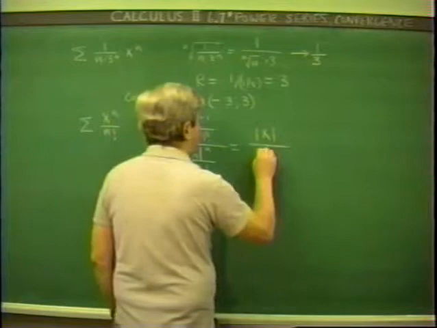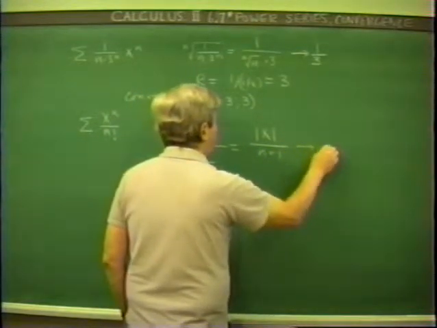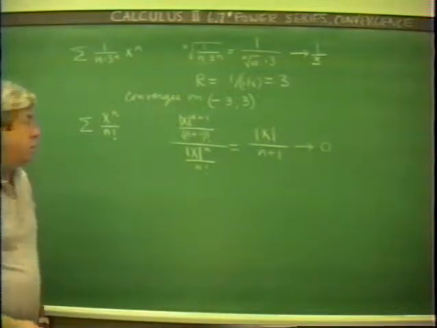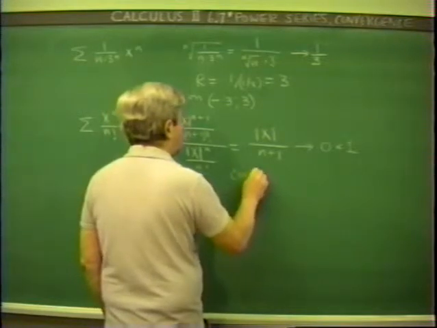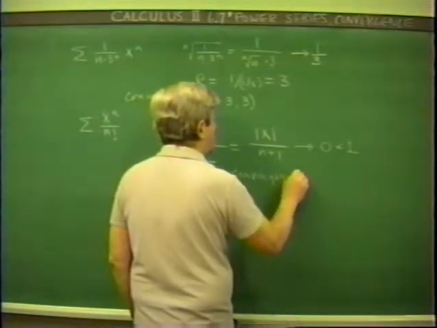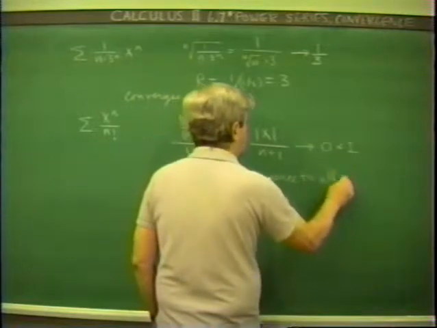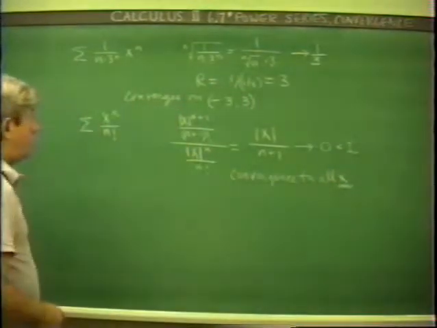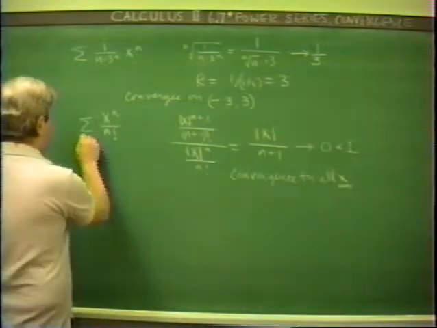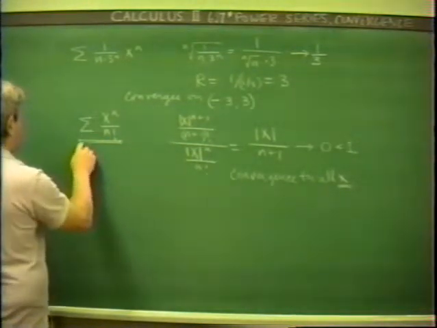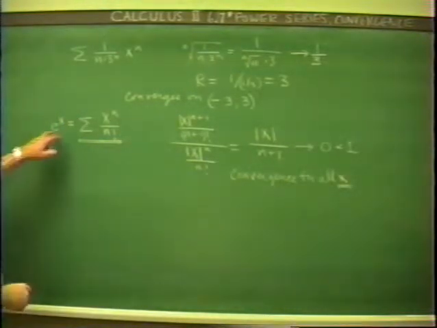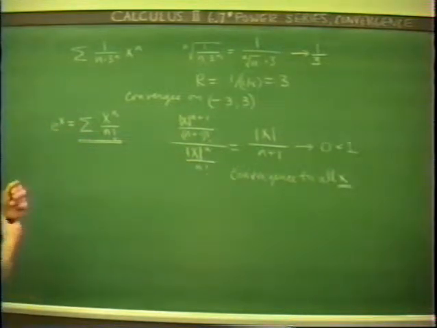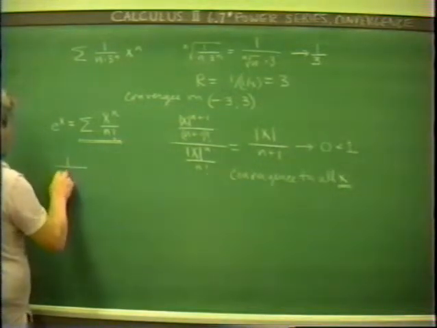The ratio is going to be equal to absolute x over n plus 1. And this approaches 0 no matter what x is. Since 0 is less than 1, this says we have convergence for all x. No matter what x is, this converges to some number. Now, of course, we want to know if that's equal to e to the x, and it turns out that it is. And you can see that it's equal to e to the x by analyzing the remainder from Taylor's theorem.